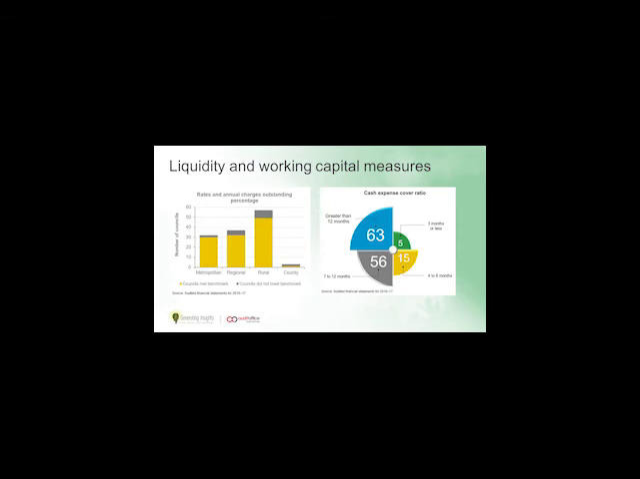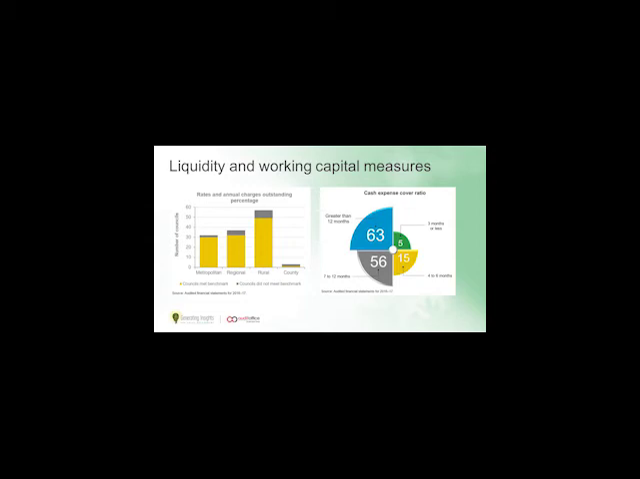Looking at the liquidity and working capital, the rates and annual charges outstanding percentage assesses how successful councils are in collecting rates and charges. OLG sets the benchmark for unpaid rates and charges at less than 5% for metropolitan councils and less than 10% for other councils. 18 councils did not meet OLG's benchmark and may, as a result, have less working capital available to fund operations. One council reported a rates and annual charges outstanding percentage of 36%.